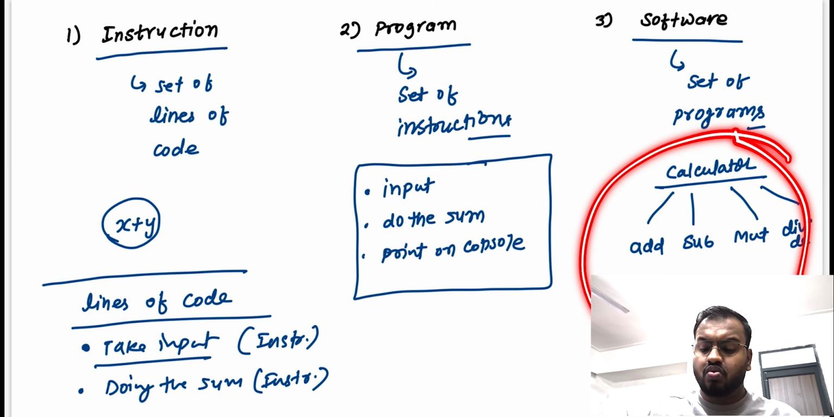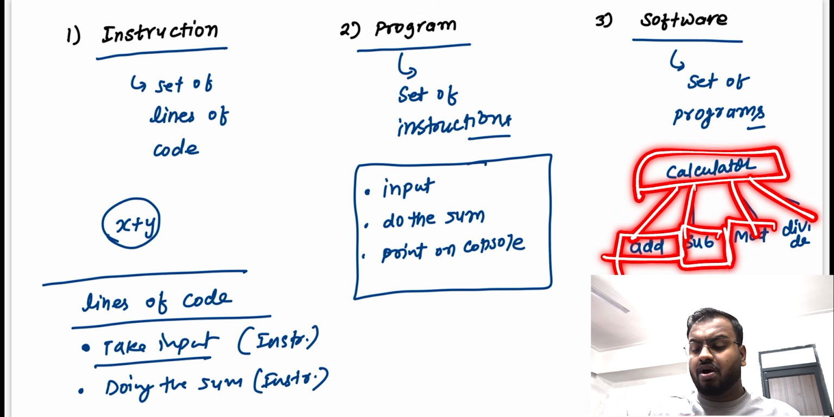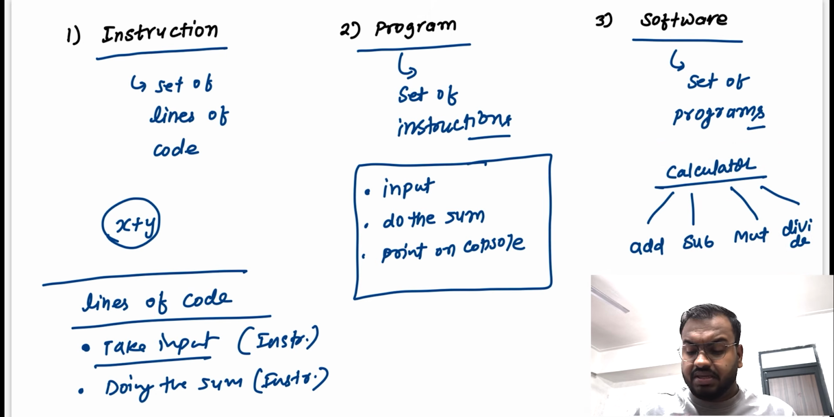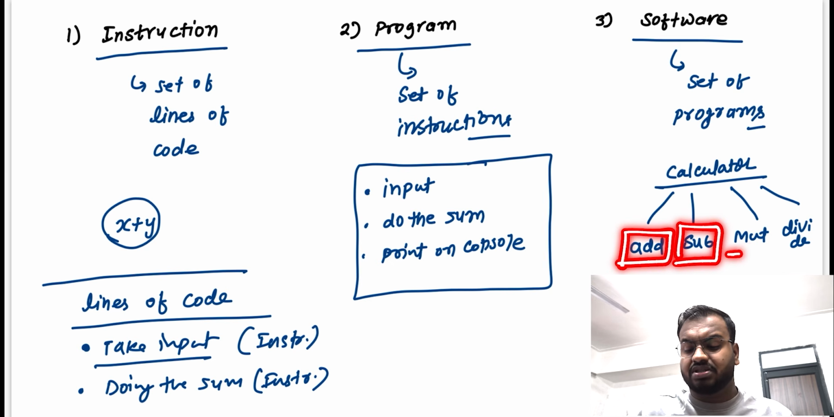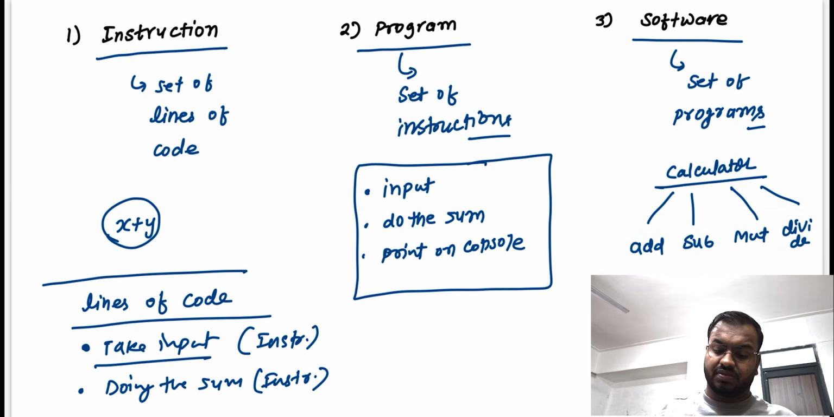For example, you are developing a calculator software which can perform multiple operations. There is a program to add two numbers, a program to subtract two numbers, a program to multiply two numbers, a program to divide two numbers. So this is the basic difference between them.